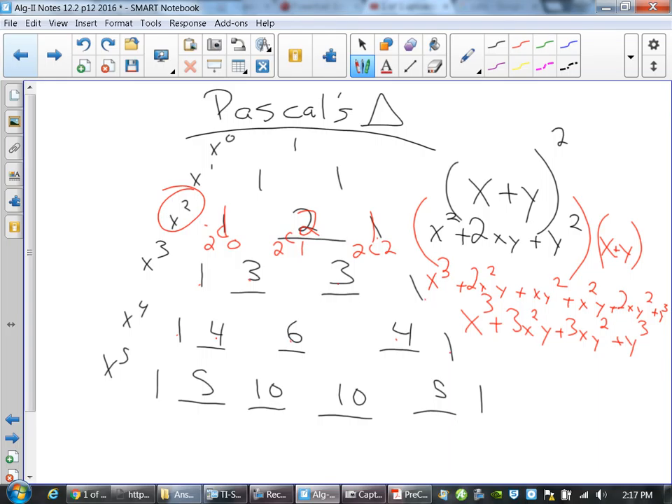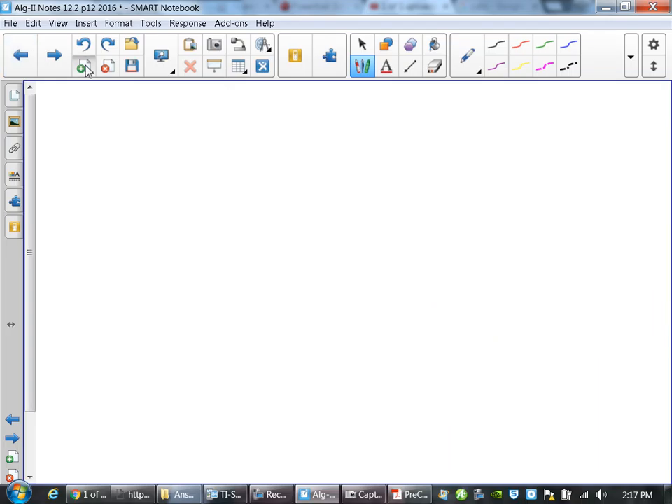Fourth degree: 4 choose nothing, 4 choose 1, 4 choose 2, 4 choose 3, 4 choose 4. Because a fourth degree polynomial will have how many terms? 5. So you get this pattern that happens. You have, how do I write this out? Here's what I would do.